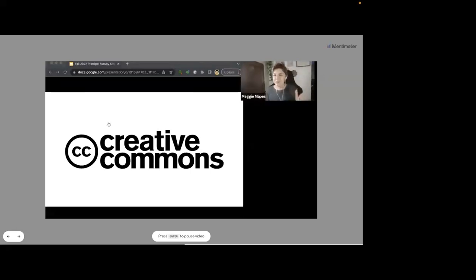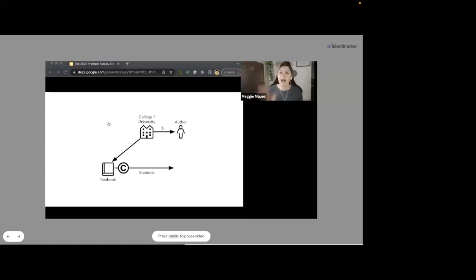So when you see this symbol at work, and I know that you've seen it many times already, which we'll go over in a moment, it means that the creator of the work intends the work to be freely used and shared. So when we go back to this publishing model, the last thing this open model needs to make sense is a Creative Commons license right on top of that book here.